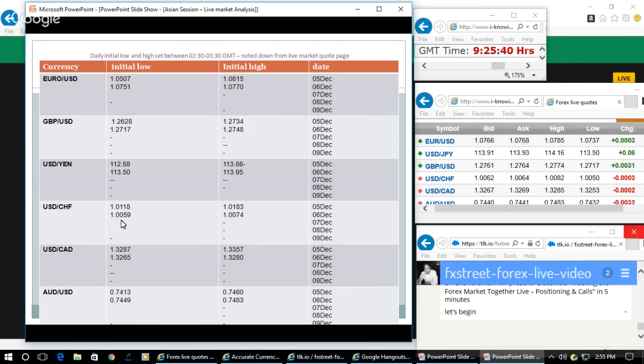Checking with CHF, 1.0059 was the initial low. They just breached the initial low by 9 pips and came above it and are holding it. And the high was 1.0074. They breached the high and came to the middle level. So they just widened the spread, making an upward and a downward stop, similar to that of euro, USD, yen, and CHF.